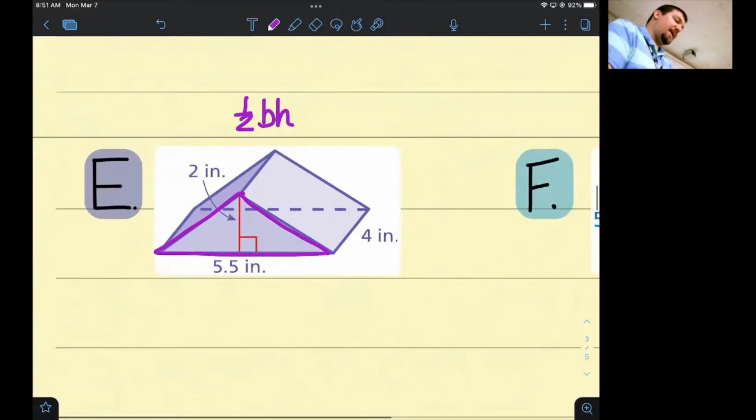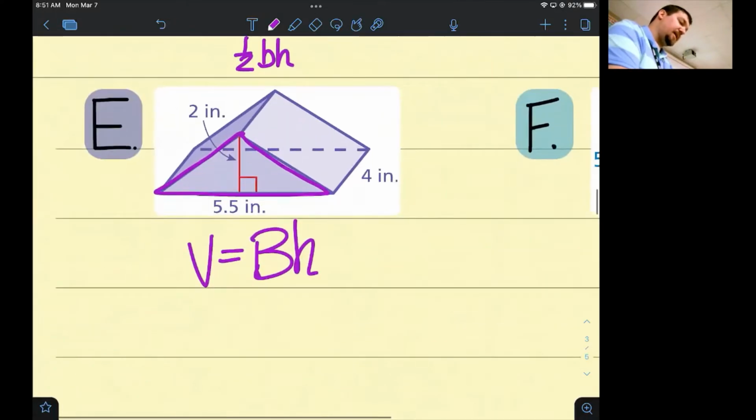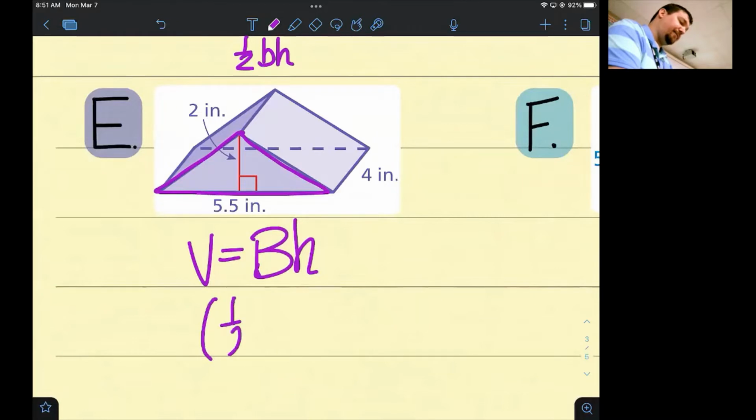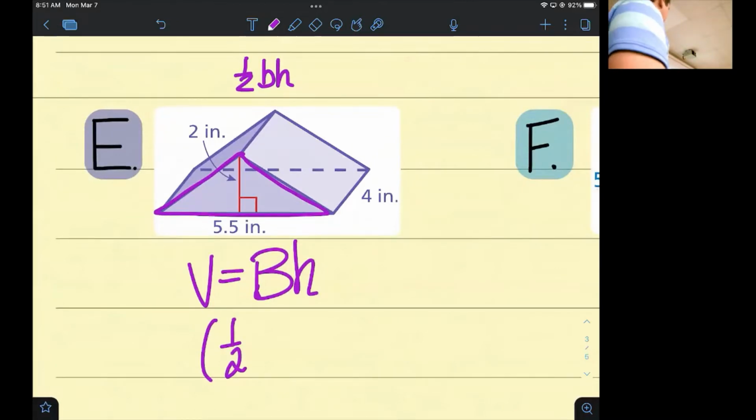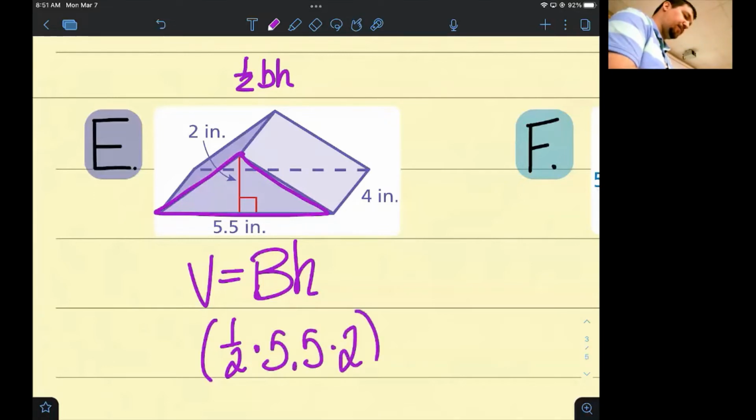The area of that base is going to be, so V equals capital B H is my formula. Capital B is going to be 1/2, I'm getting that from the top formula here, 1/2 times the base of the triangle, not the base of the prism, but the base of the triangle. The base and height of the triangle always meet at a right angle. Do you see the right angle? Okay. That means the base of that triangle is 5.5, and the height of that triangle is 2. So everything that I put in parentheses is my capital B.